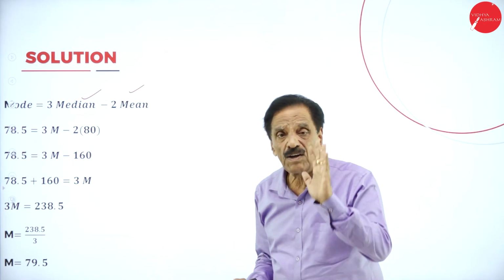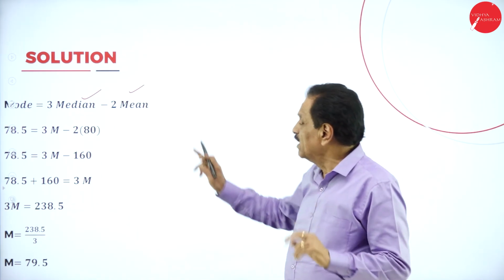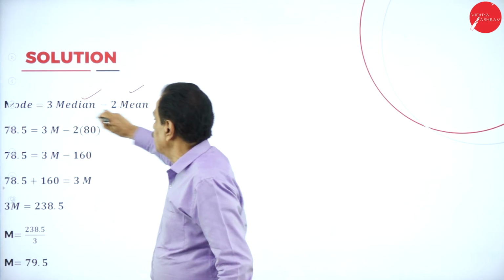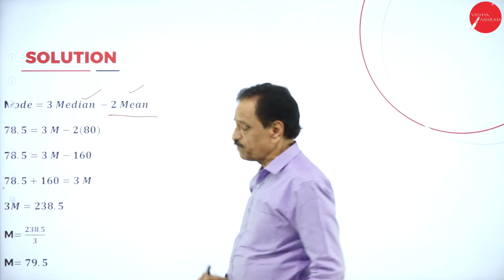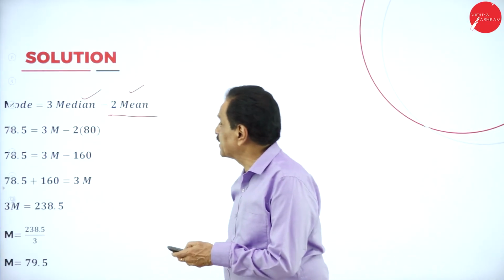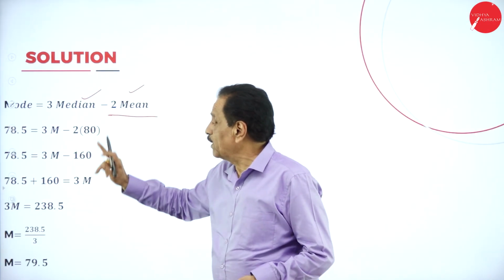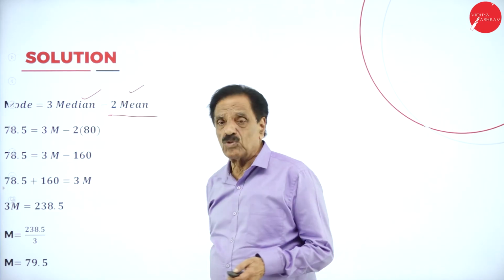So this will be asked for 5 marks. You must remember this formula: mode is equal to 3 median minus 2 mean. I think you understand this. You have calculated all. This is very important. Mode is equal to 3 median minus 2 mean.